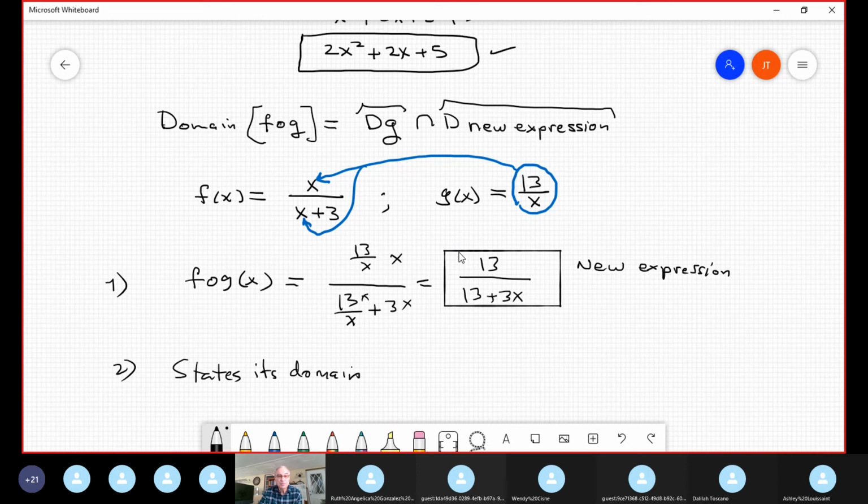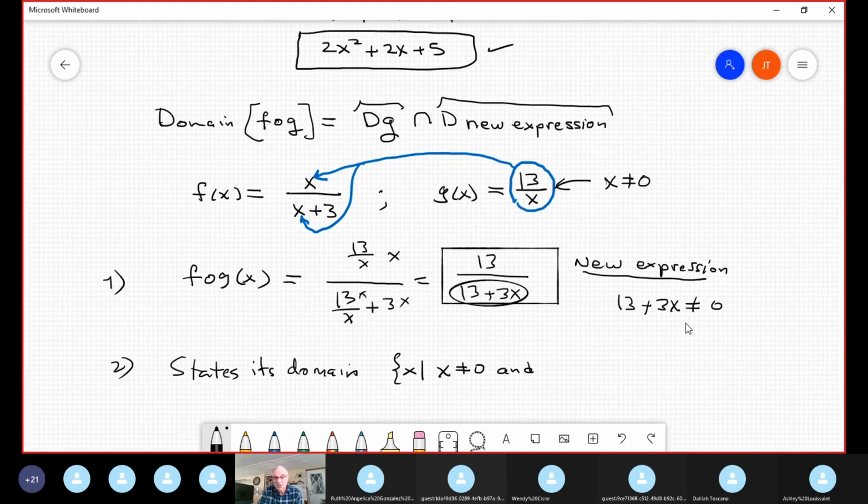And the domain, wow, the domain is complicated because we have two domains forming the whole domain. Domain of g, okay, this is g. I can see the denominator of g is just x, so x is non-zero, zero is illegal. This is my first piece. The domain is x such that x is non-zero, and the domain of the new expression. The new expression again is a division, and you take the denominator 13 plus 3x and enforce it to be non-zero. Zero is illegal, division by zero. Now solve for x.